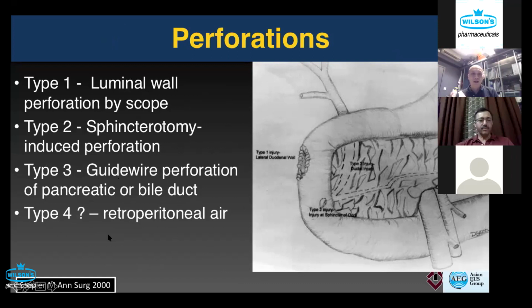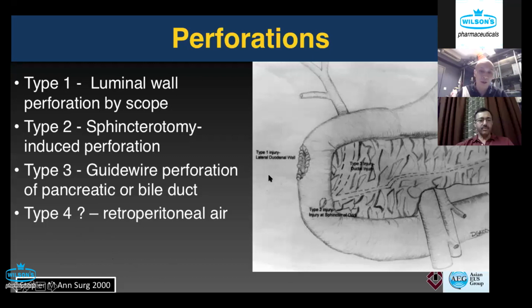And type 4 is just retroperitoneal air, which we often don't know what happened, but most likely is due to a post-sphincterotomy perforation.